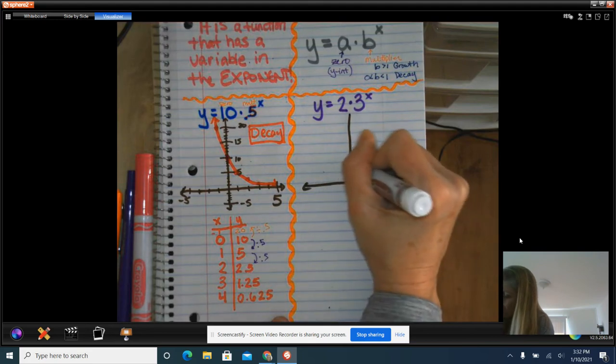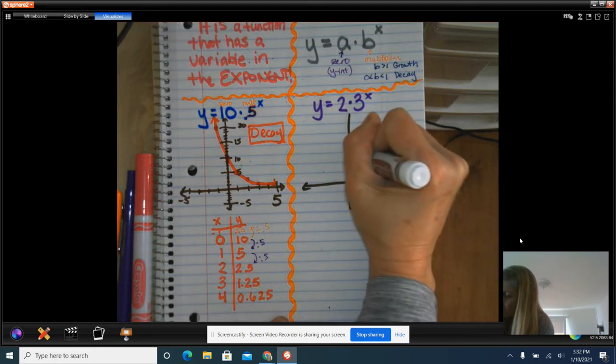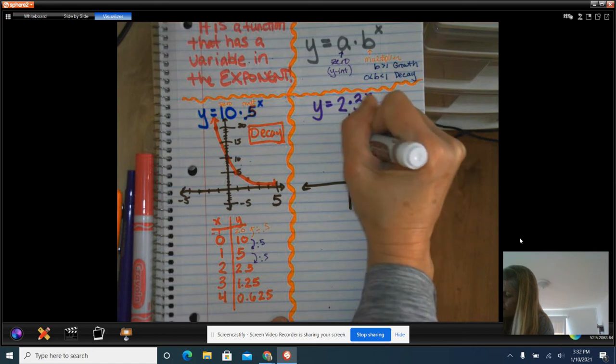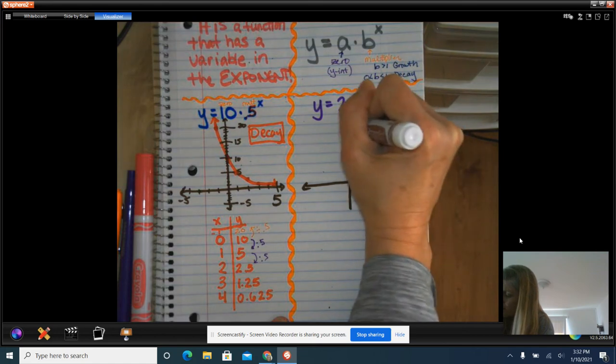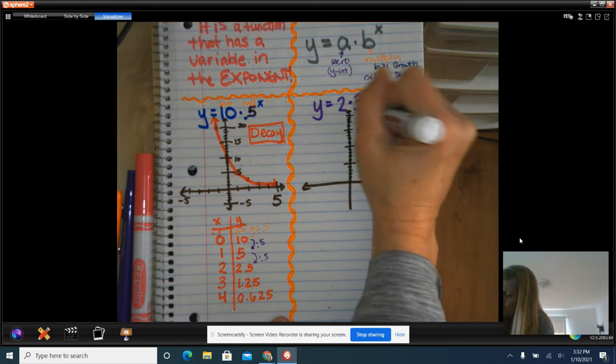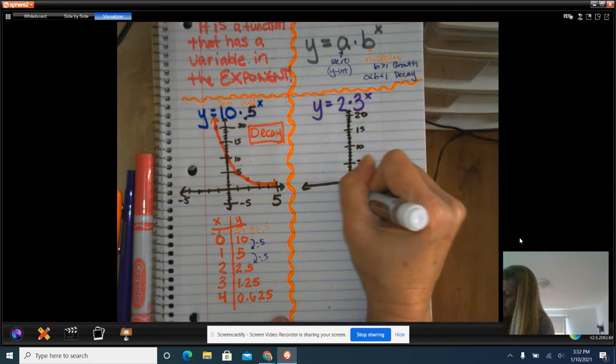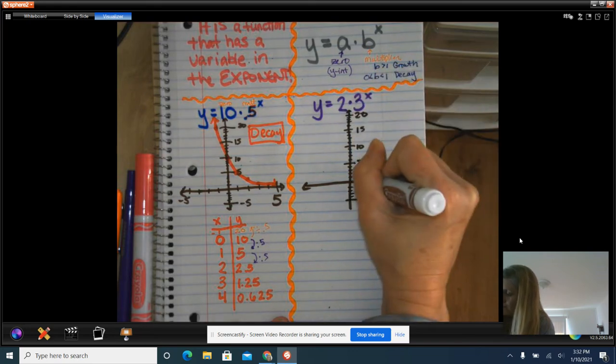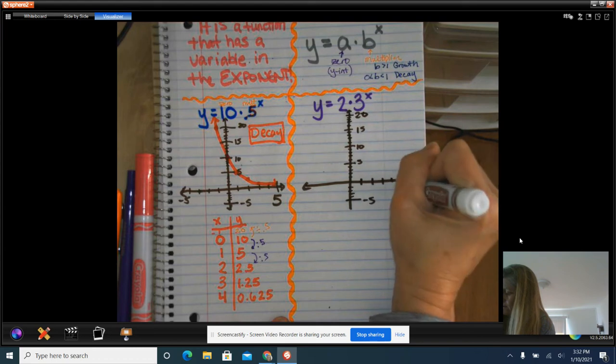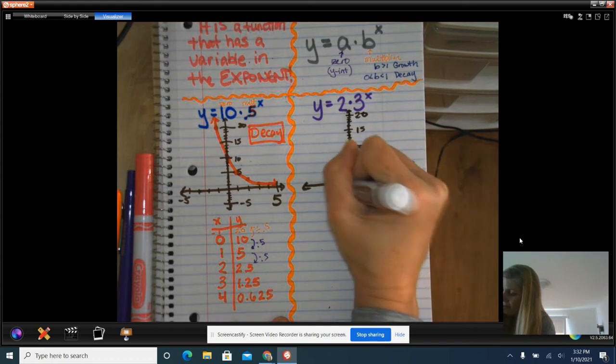1, 2, 3, 4, 5, 10, 15, 20, -5, and 5 and -5 on the x-axis.